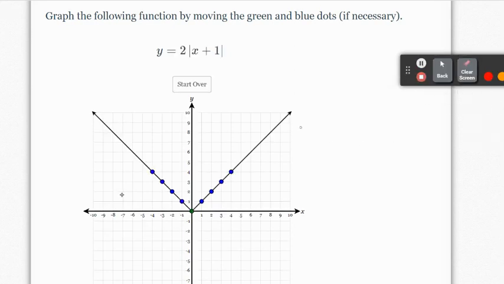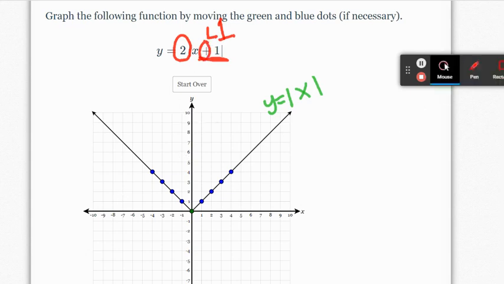Now we're going to stretch and horizontally translate an absolute value graph. This is the absolute value of x, y equals absolute value of x. Our job is to multiply by 2, which makes it twice as tall. And then we're going to move it to the left 1, because we go opposite of the sign. Because it's a plus sign, we're going to go the negative direction.